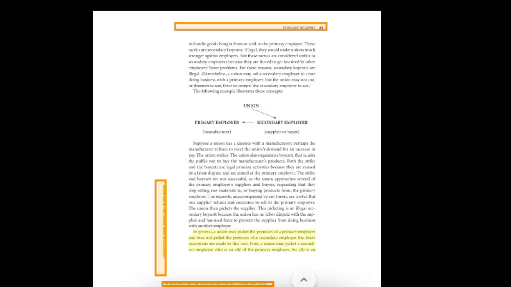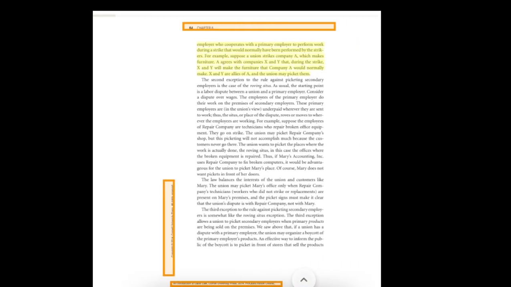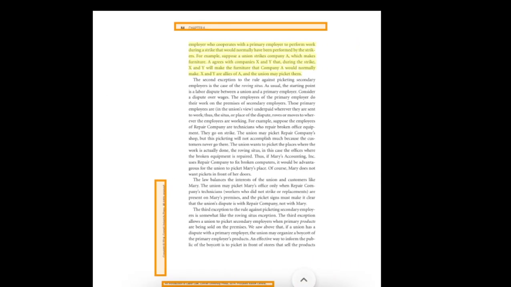First, a union may picket a secondary employer who is an ally of the primary employer. An ally is an employer who cooperates with a primary employer to perform work during a strike that would normally have been performed by the strikers. For example, suppose a union strikes Company A, which makes furniture. It agrees with companies X and Y that, during the strike, X and Y will make the furniture that Company A would normally make. X and Y are allies of A, and the union may picket them.